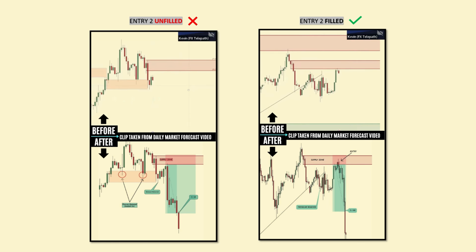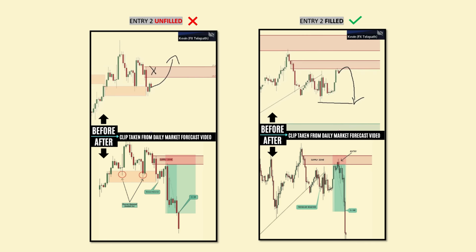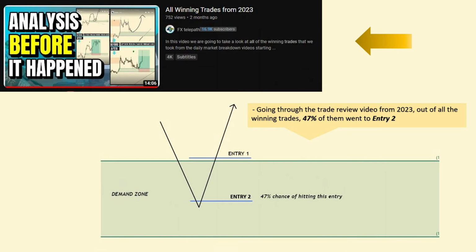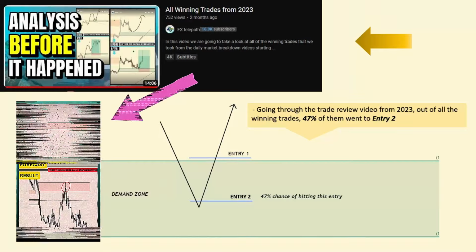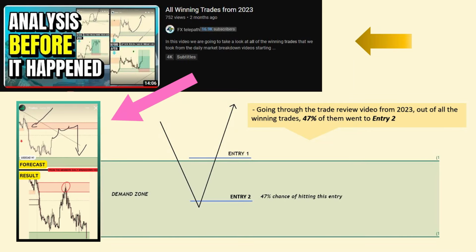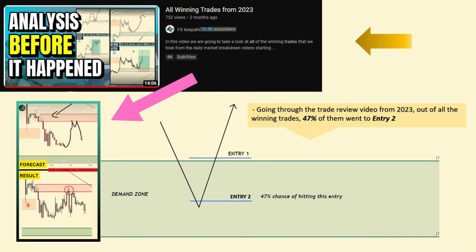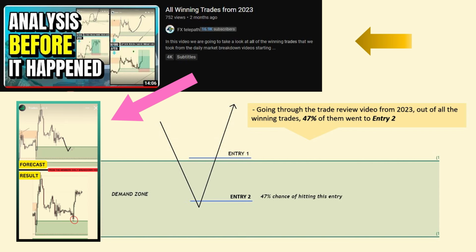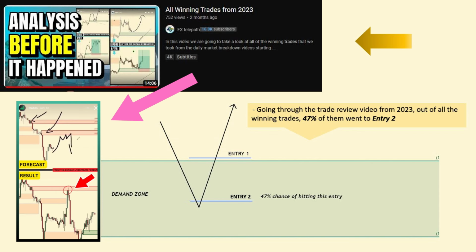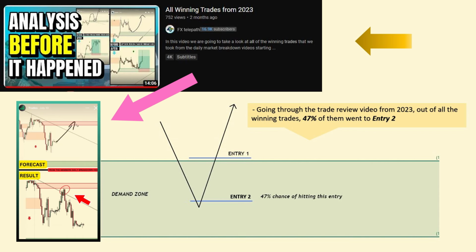But the cons of that are, just like you see on the screen, sometimes you're not going to get filled and only half of your position is there. Based off of all of my winning trade videos from 2023 that I posted about 2 months ago, 47% of them went to entry 2. So that's pretty significant. That is almost half of the winning trades went to entry 2. So I think it might be worth looking into something like that.